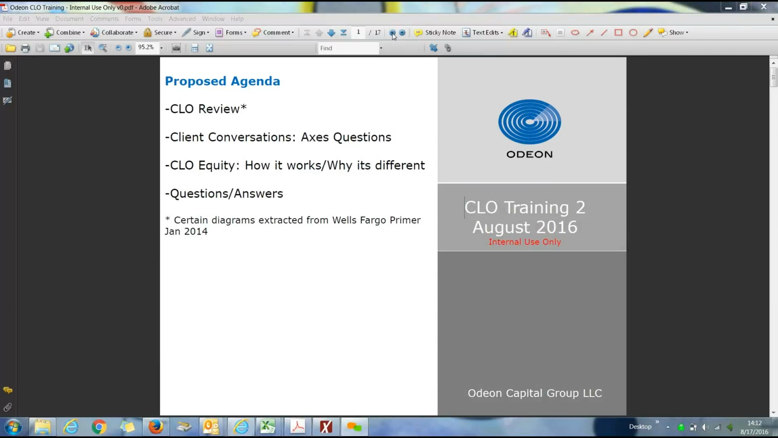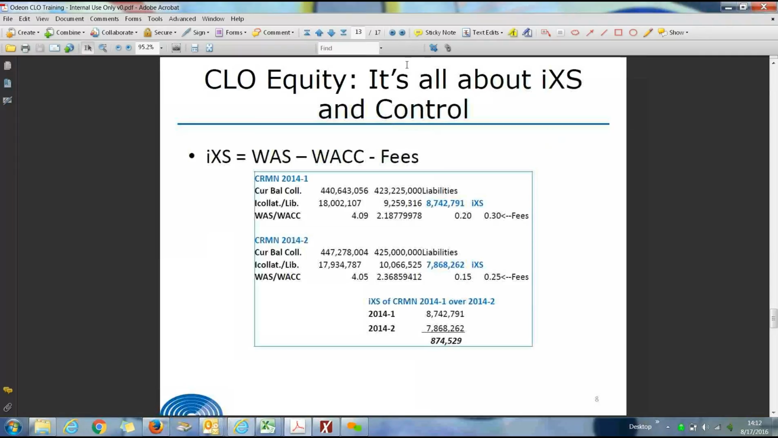That's what IXS is. That's what gets down here to the equity. One more back. There we are. Okay, so IXS. The only other thing you've got to take out of it is fees, and that's the fees that the manager's getting. And usually the manager gets a fee in the front of the waterfall, before the AAAs, and then it'll get a fee at the bottom before it gets to the equity.